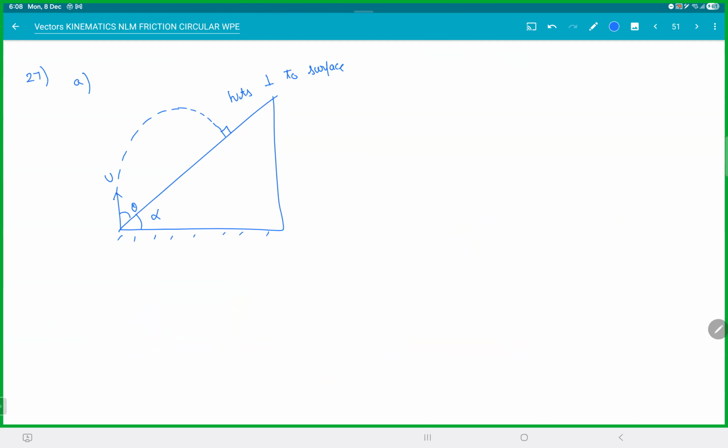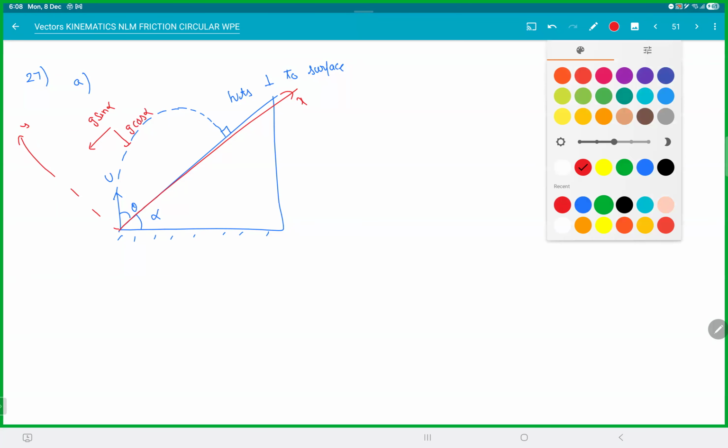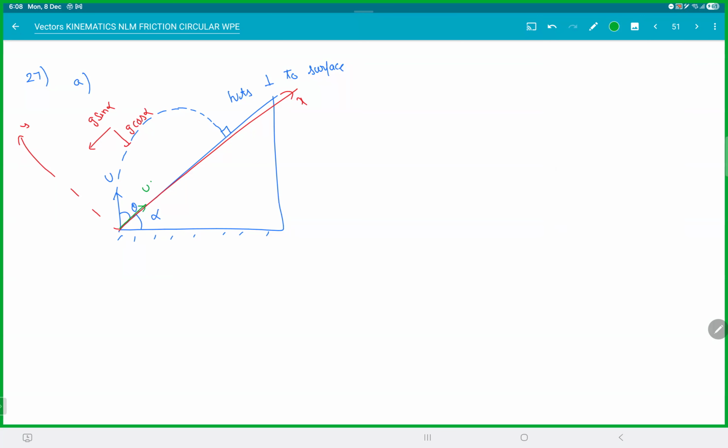So how do we do it? We resolve this acceleration. We treat this as the x-axis, and this is your y-axis. This will be g sine alpha, that's your ax, and this will be g cos alpha. Similarly, velocity can also be resolved into u cos theta and u sine theta.